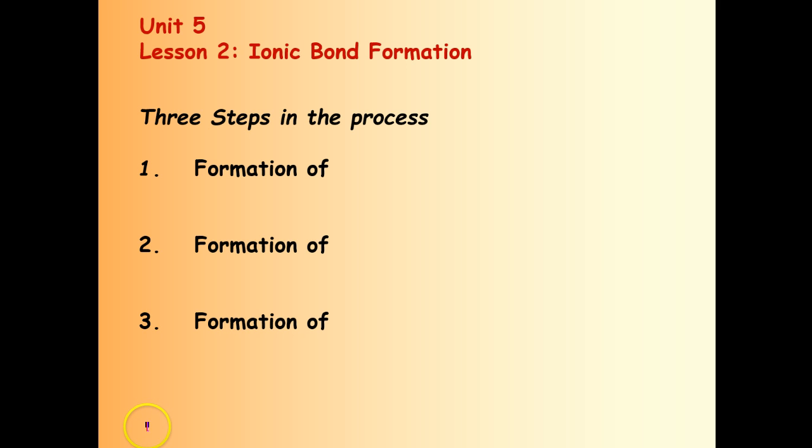Basically, there are 3 steps in the process of forming ionic bonds. Now, they don't happen step by step by step. This is a simultaneous process, but for our sakes, we're going to describe it in 3 steps. So the first step is the formation of the positive ion, formation of the negative ion, and then the formation of the ionic bond. And that is when the positive and the negative ions are attracting and coming together to form that particular ionic compound.